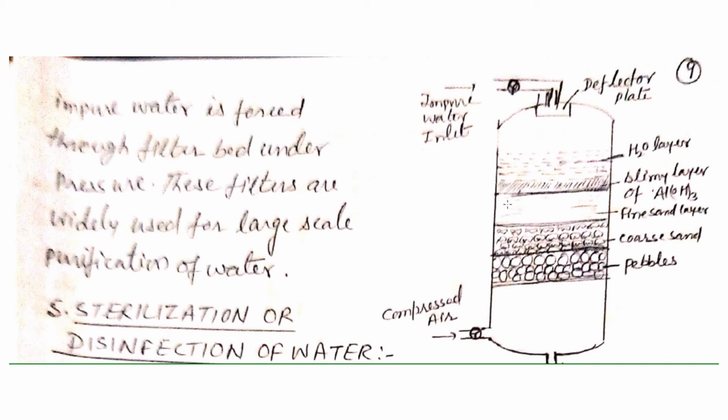After passing here, the water slowly comes into this chamber. Then here is a slimy layer of aluminium hydroxide, then fine sand, then coarse sand, then pebbles. As soon as we pass compressed air into this chamber, the air puts pressure on the water layer, and the water comes out much faster than in the slow sand filter, and we get pure water here. But this water still contains disease causing bacteria and microorganisms, which we have to remove by other treatment, which we will discuss in the next class. Hoping that up to here you have understood. Thank you.